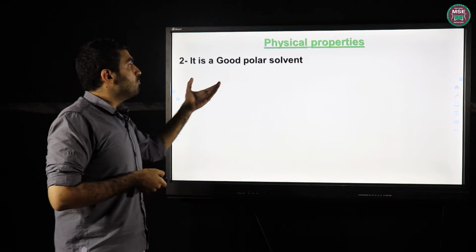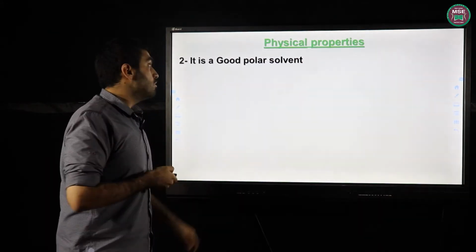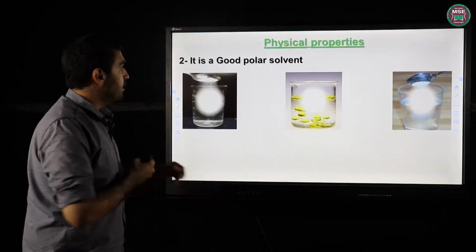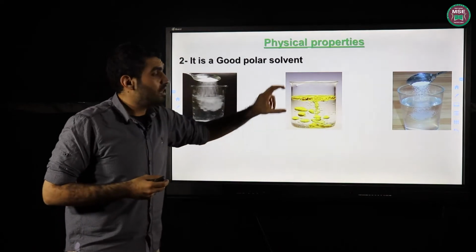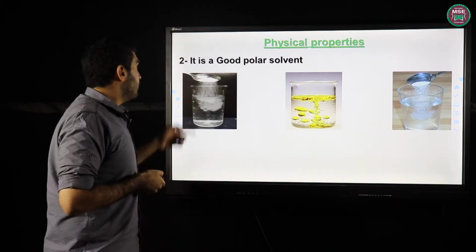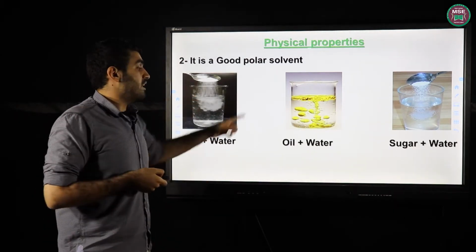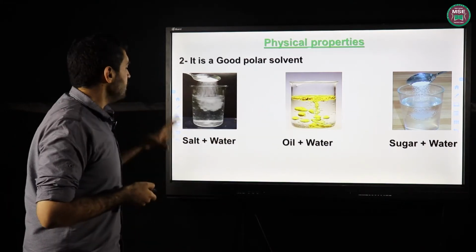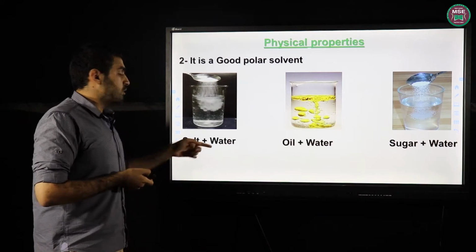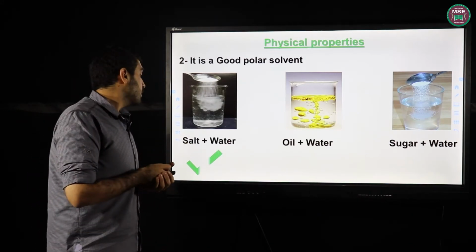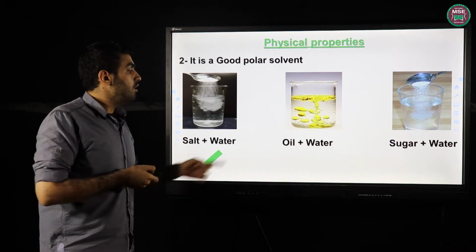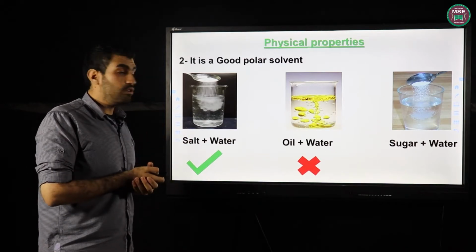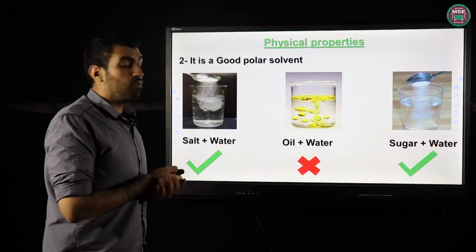Number 2, it's a good polar solvent. Good polar solvent means if I have a cup of water and another cup of water, in the first one I added salt, in the second one I added oil, in the third one I added sugar. What do you expect? Salt and water dissolves or don't? Salt dissolves in water. Oil doesn't dissolve in water, while sugar dissolves in water.